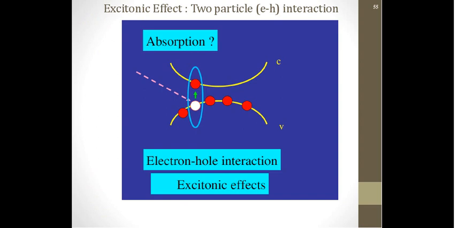During the absorption there is some interaction that takes place between the electron and the hole, and that is said to be the excitonic effect, that is, the electron hole interaction from the lower energy level to the higher energy level, that is, the valence band energy to the conduction band energy. The remaining things we can see in the next video.